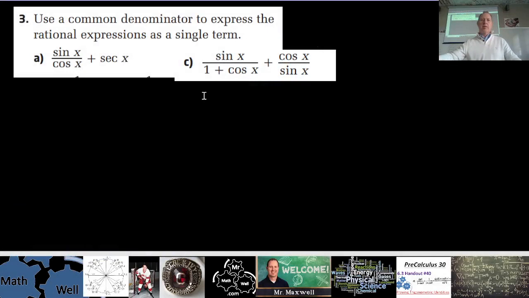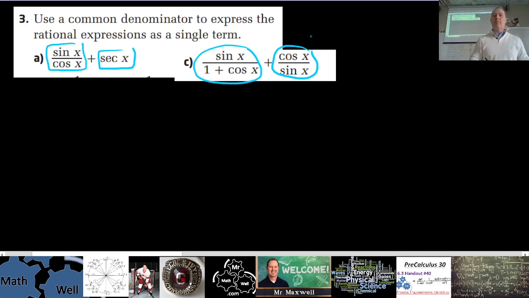All right, so 6.3 number 3a, use a common denominator approach to write this as a single term. As I just mentioned, we have two terms here. There's one term, and here's a second term because it's separated by a plus sign. Over here, obviously, we have two terms. So we're going to try and combine those into one single term. This is a good strategy for proving identities, simplifying or manipulating one expression.